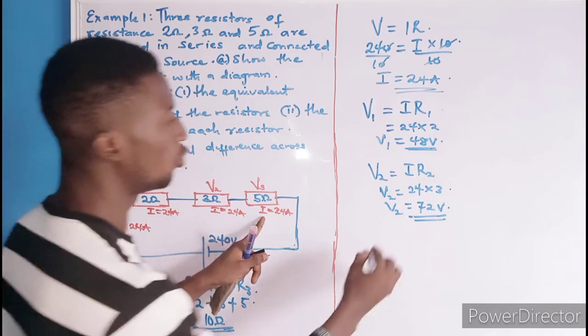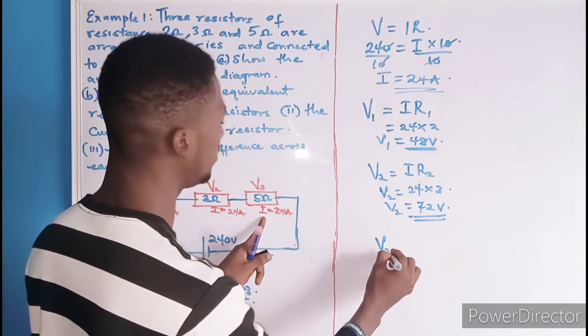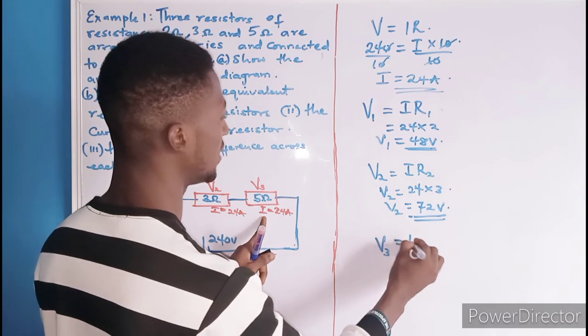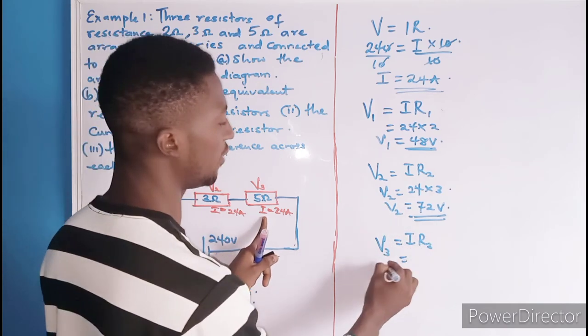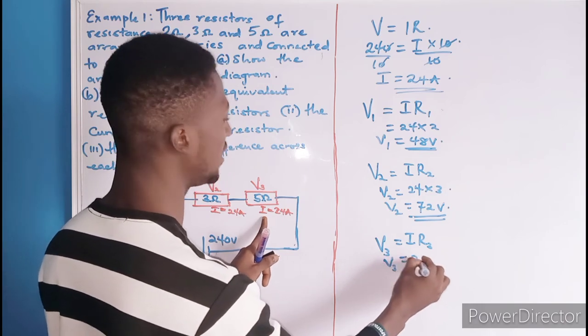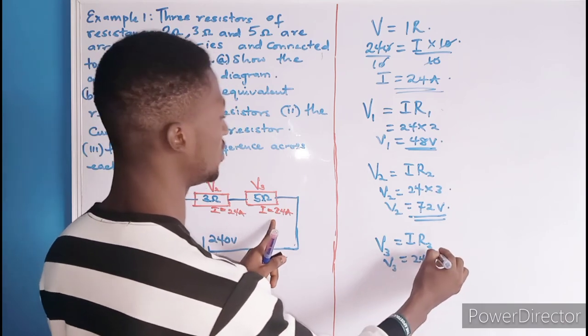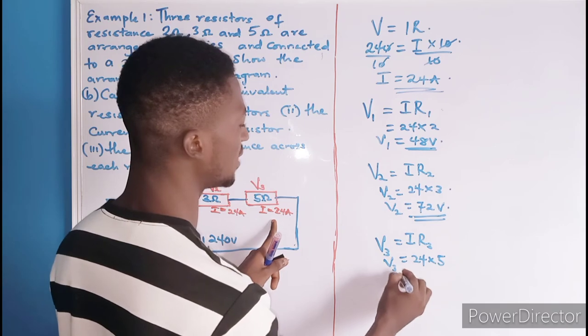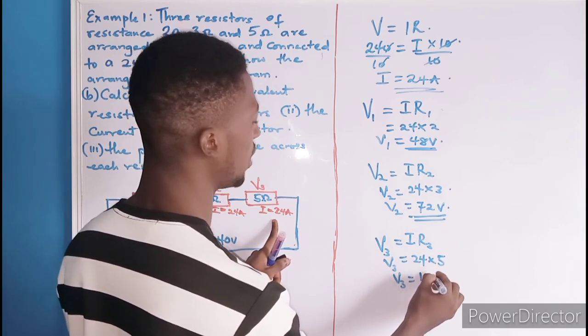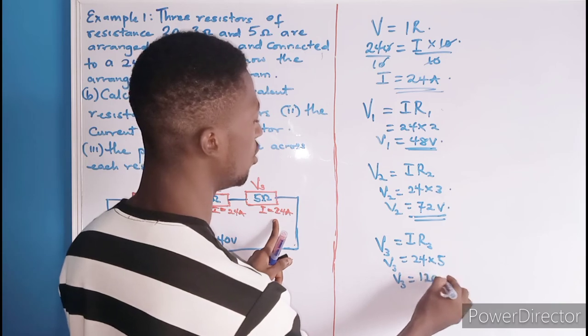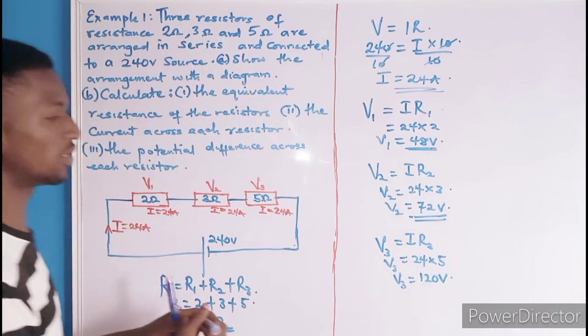Now for the next one, which will be the third one, we have that V3 is equal to what? That is our I, and the last resistor, which is the third one. So we have V3 equals our I, which is said to be 24, times the last resistor, which is 5. So 24 times 5 will give us 120 volts. That will give us 120 volts.